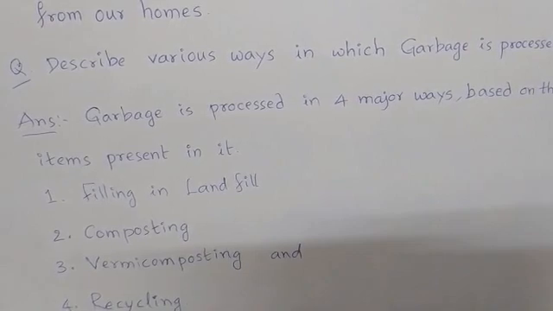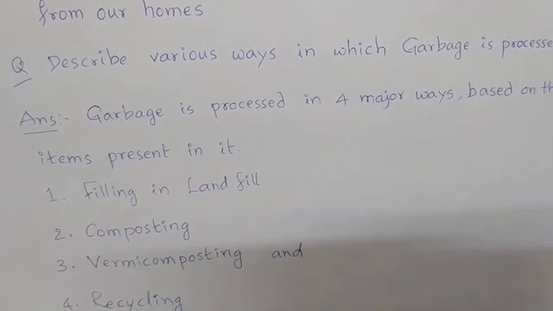Why four major ways? Why not in one single way itself? Because in garbage, different types of items are present. Based on the items present in the garbage, in four different ways, the garbage is processed. What are those four ways?